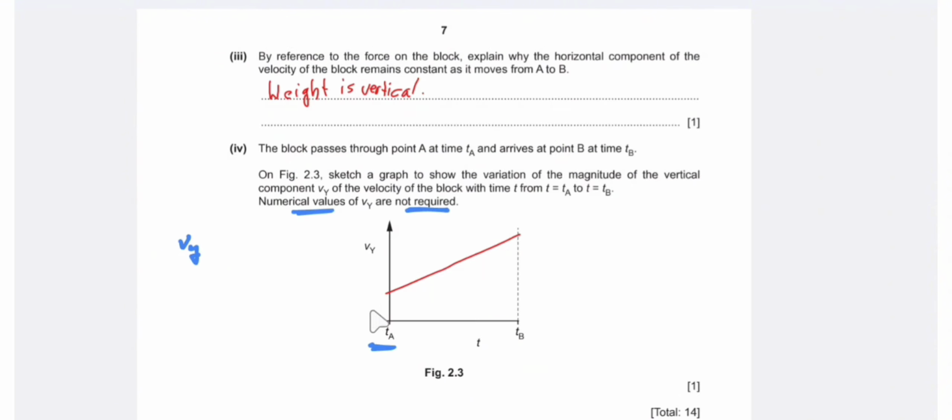Since point A is not the maximum point, it obviously has some velocity. That is, it starts from a value that is greater than 0 and a straight line with a constant gradient.